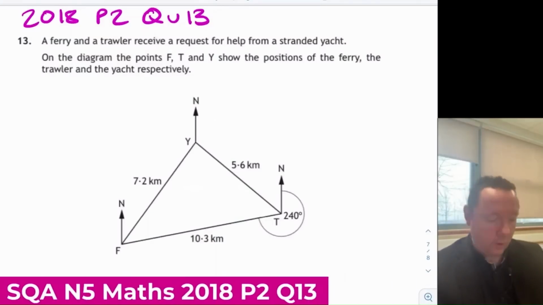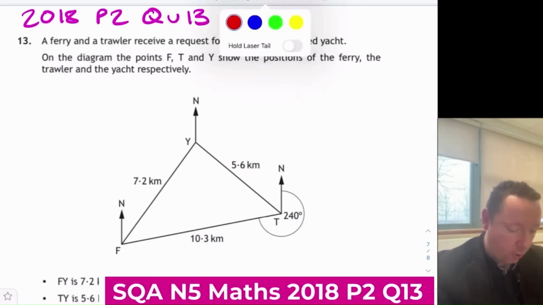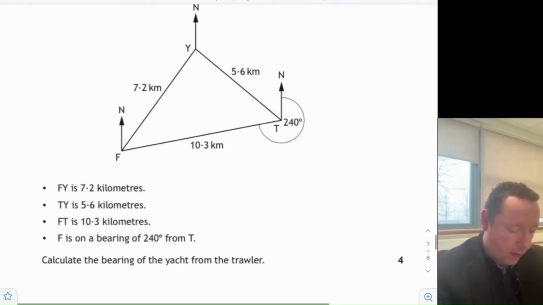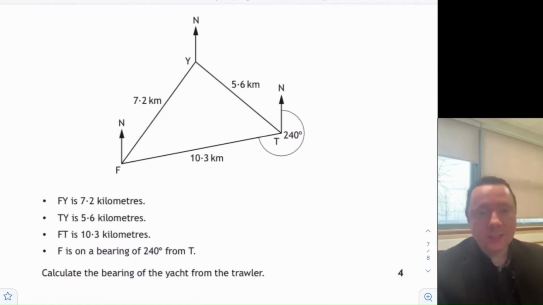Okay, last one, 2018, paper 2, question 13. Hopefully you're getting the hang of this by now. A ferry and trawler receive a request for help from a stranded yacht. On the diagram, the points F, T, and Y show the positions of the ferry, the trawler, and the yacht. Ferry, trawler, yacht. It tells us lots of information in the bullet points.